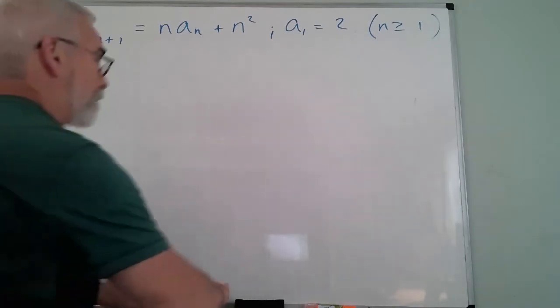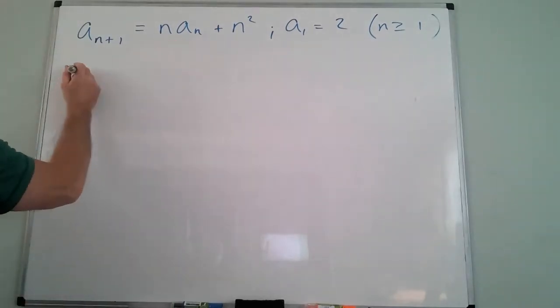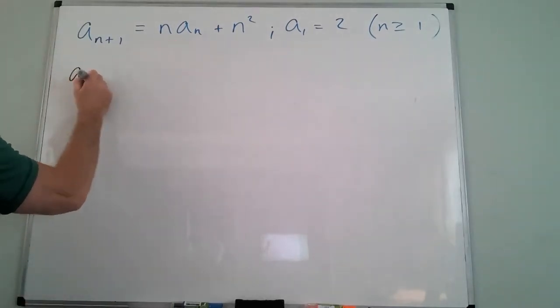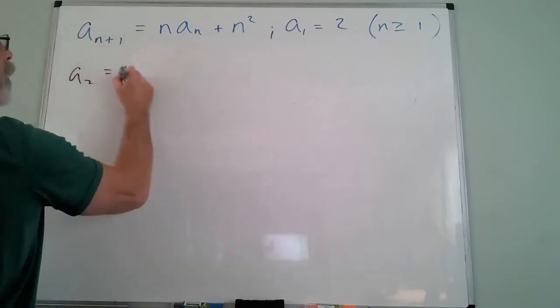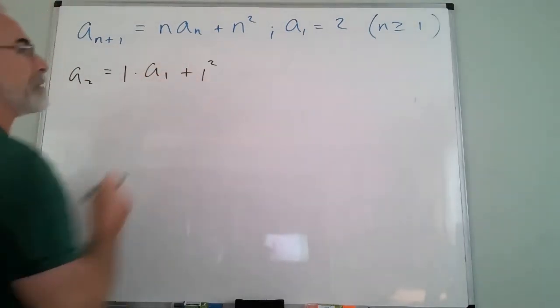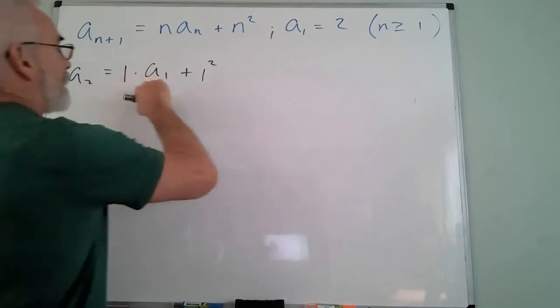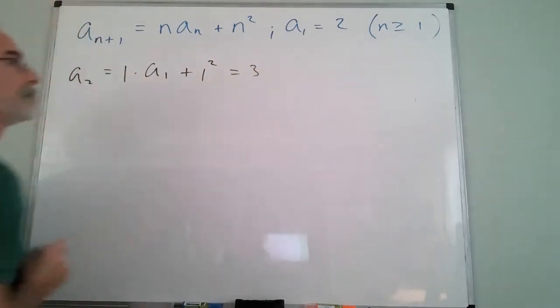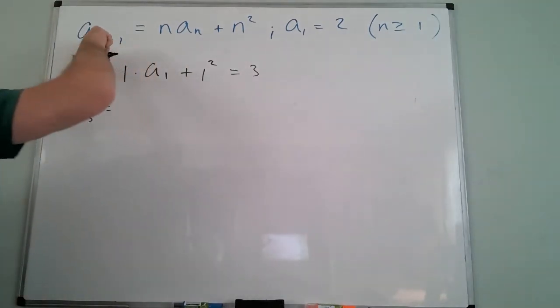Well, based on this recursion, this definition here, what is A2? Well, that means I'm replacing n with 1. So that'd be 1 times A1 plus 1 squared. Okay, but A1 was 2. So 1 times 2 plus 1, so that'd be 3. Okay, so now what's A3? That means I'm replacing n with 2.